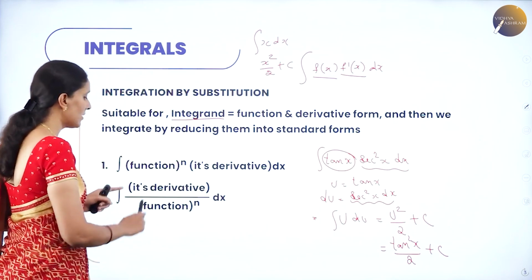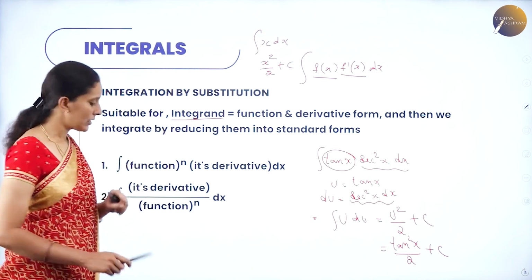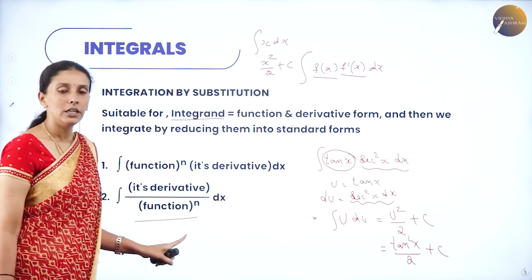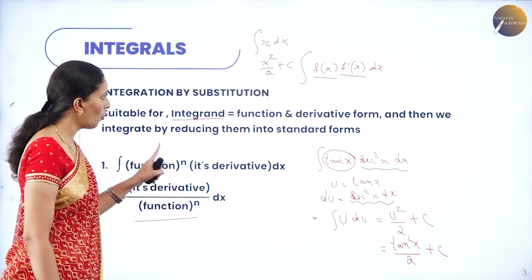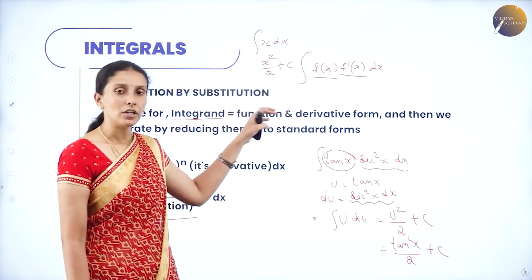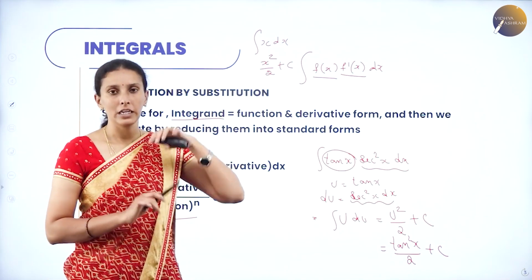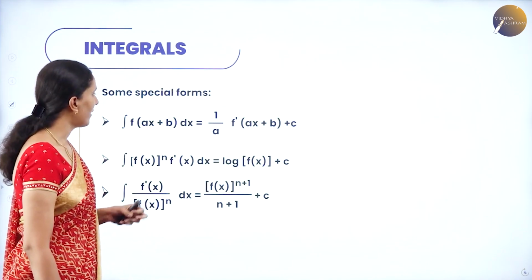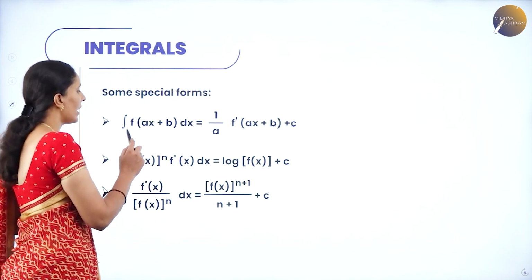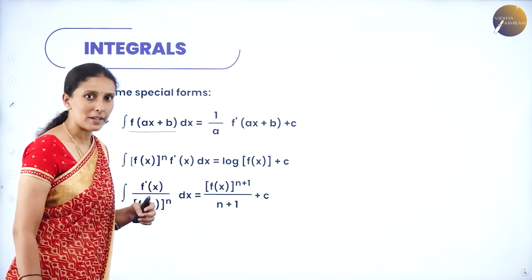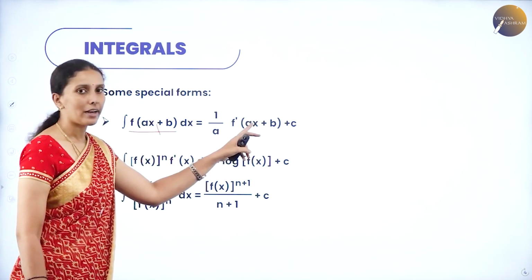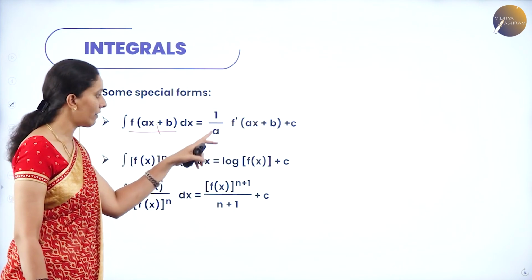The another type is the derivative may be in the numerator and the function may be in the denominator. So these are the two forms of integrand where function and derivative exist in integral. So let's see some of the standard integrals. Suppose you have any function in the form of ax plus b, then you have to write its derivative in the form of ax plus b divided by a.